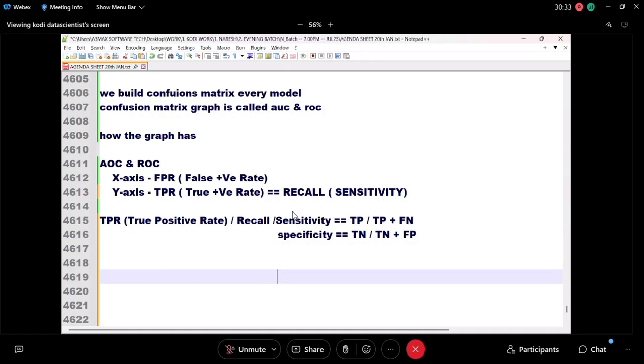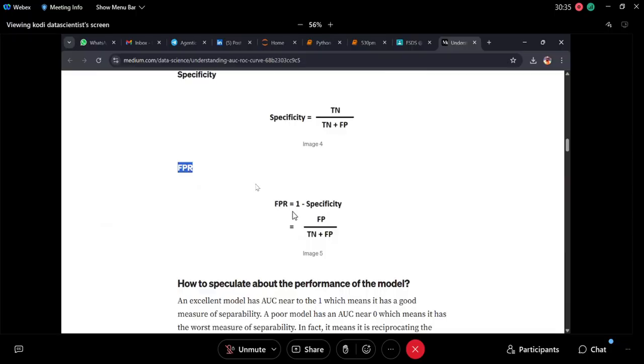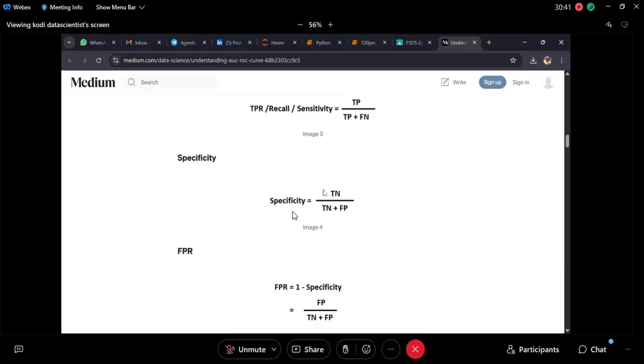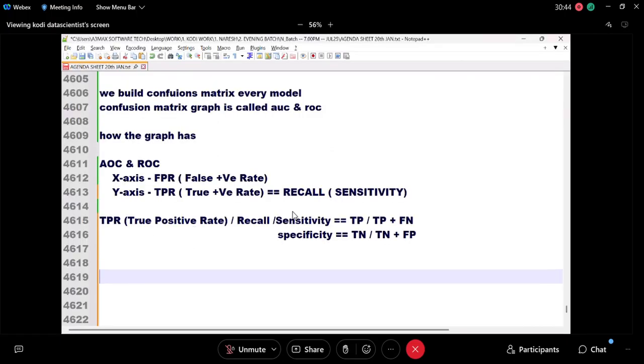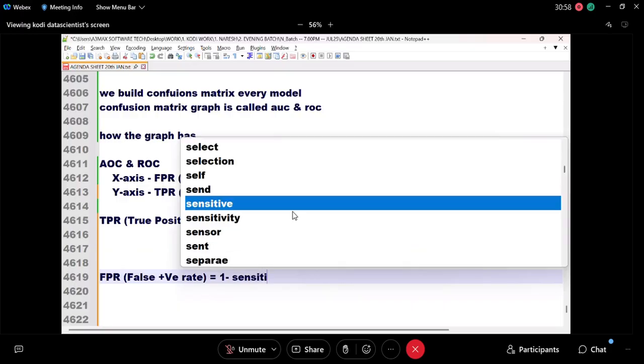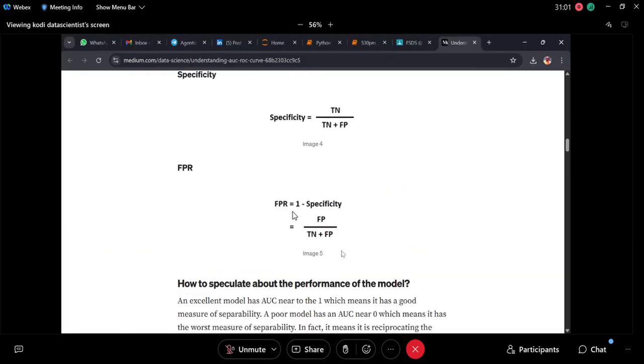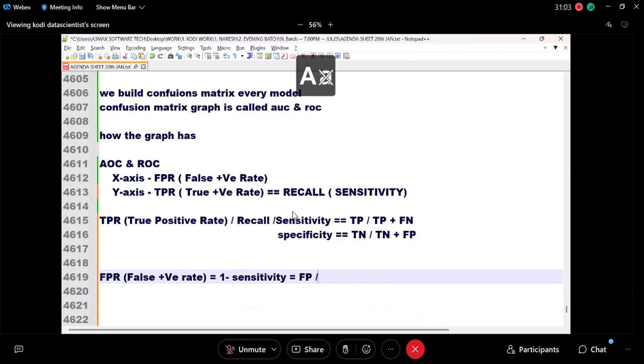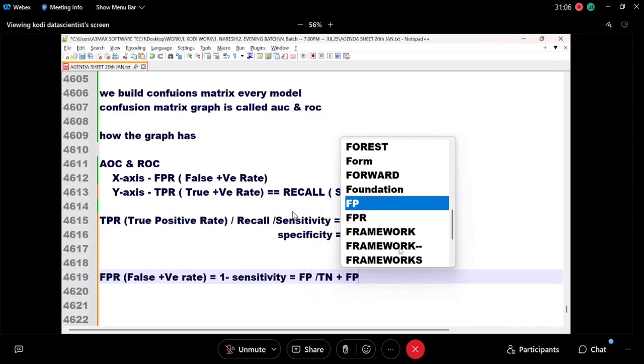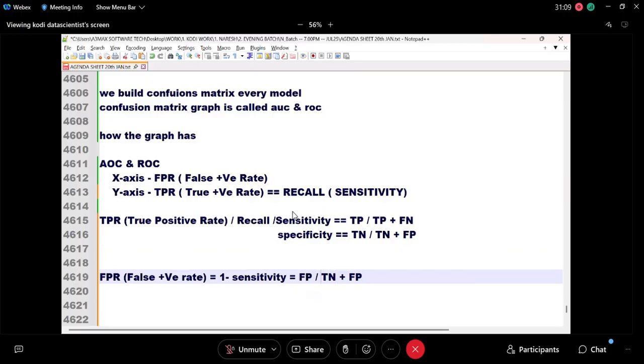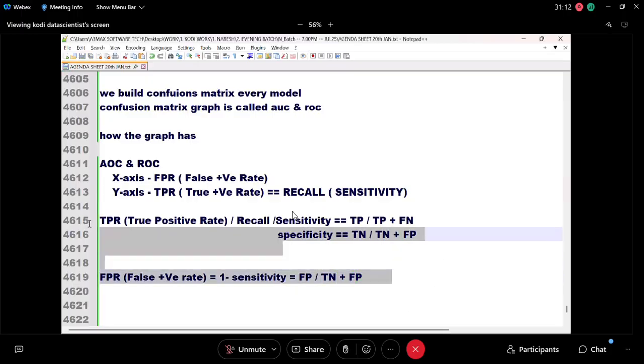Great. So the next one here, FPR, x-axis or y-axis, guys? FPR, x-axis or y-axis? X-axis. So here, FPR is the x-axis. What is FPR? False positive rate. So what is the formula? 1 minus sensitivity equals FP by TN plus FP. FP by TN plus FP. Do you guys understand or not? So this part we discussed.